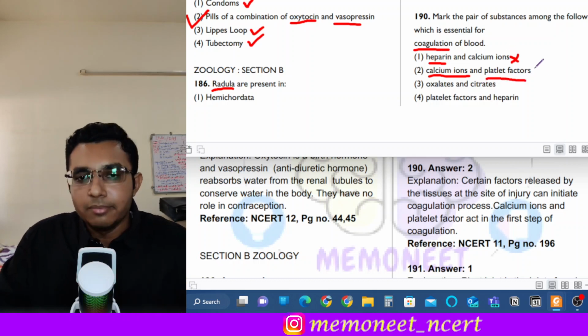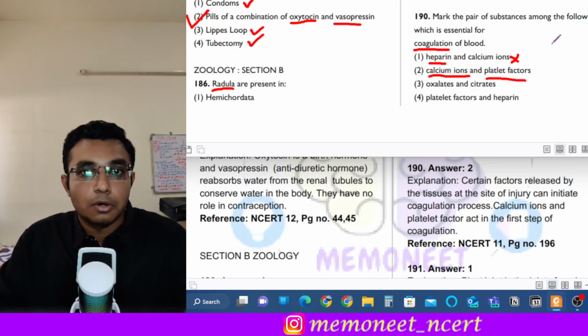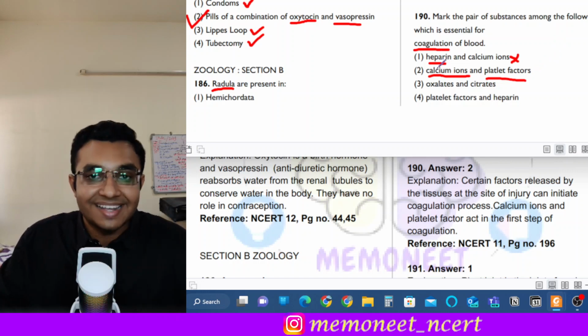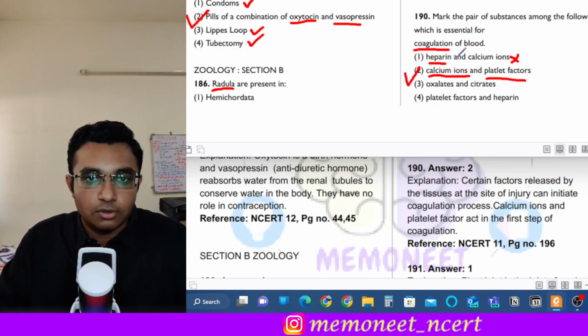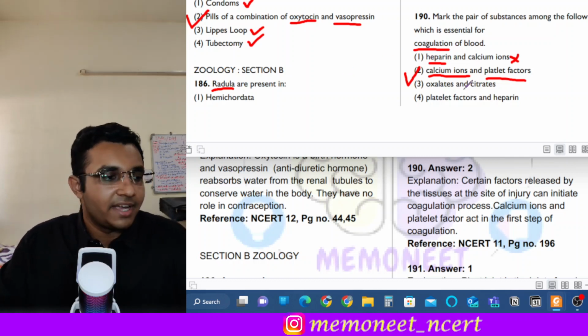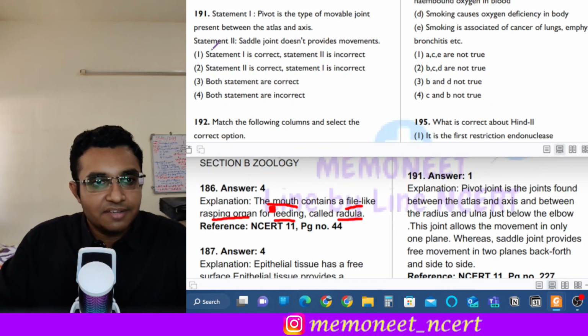Then the correct answer is calcium ions and platelet factors, which are required for coagulation. You might be knowing the different coagulation factors like fibrinogen, prothrombin, thromboplastin, calcium. These are all the coagulation factors which are essential for coagulation, and also calcium is essential for coagulation. So the correct answer is option 2, calcium ions and platelet factors. Moving on to the next question, question number 191.